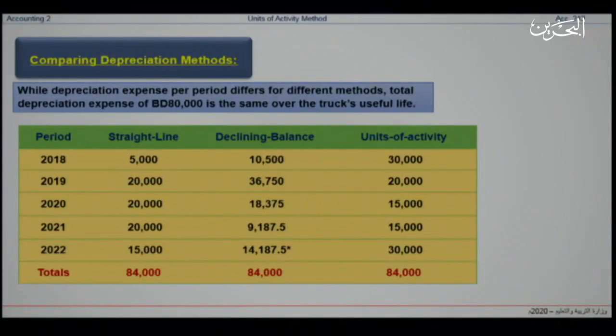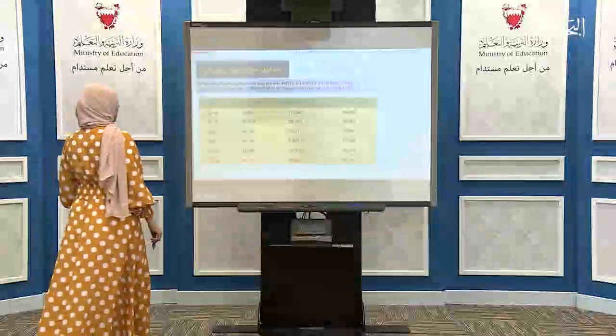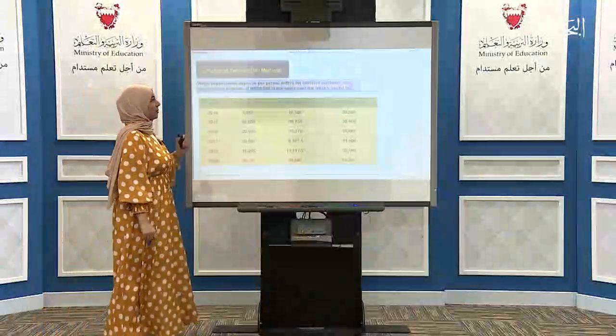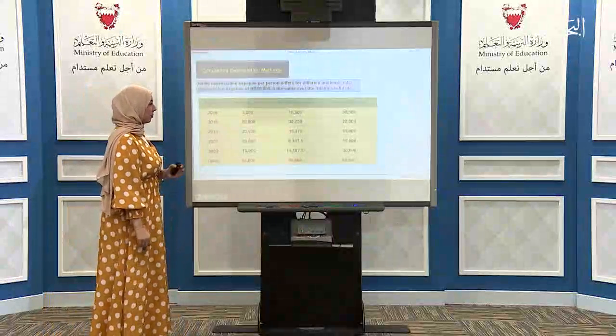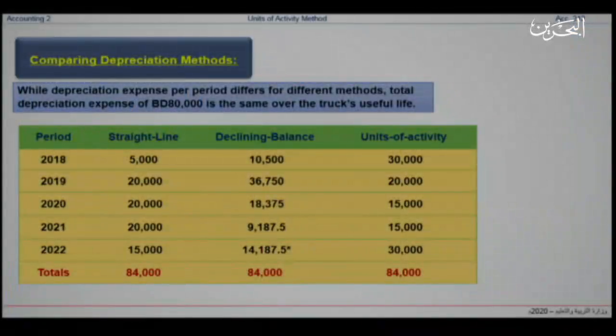Now, my dear student, you can take a look to compare between the depreciation methods. In this schedule, we can see the different amounts between the three methods of depreciation expense: on the straight line method, on the declining method, and finally on the unit of activity.